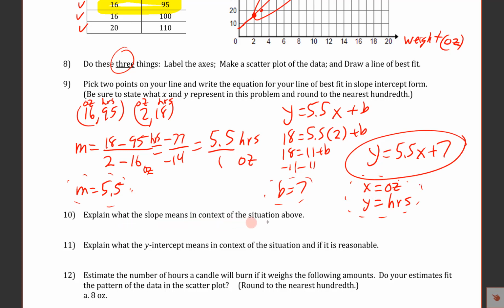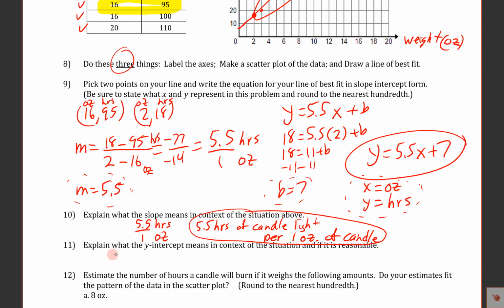It says explain what the slope means in the context of the situation above. Here's the slope. I'm going to write this down again, and this is why we kept this in mind. This is 5.5, this was hours, and this is ounces. When we write it like that, you'll notice that what we've got here is a unit rate. So literally what this means is 5.5 hours of candle burn time for 1 ounce of candle, or wax. That's what it means.